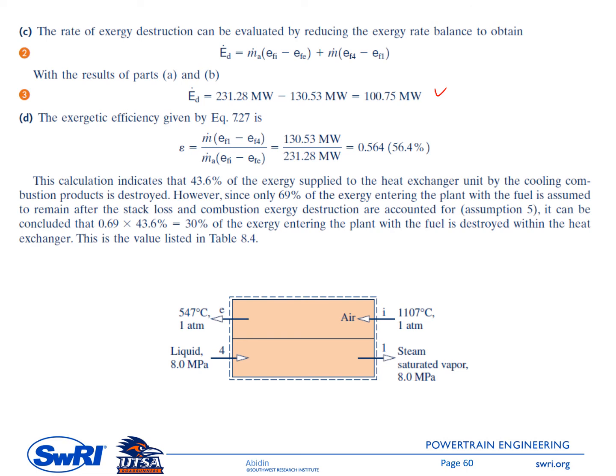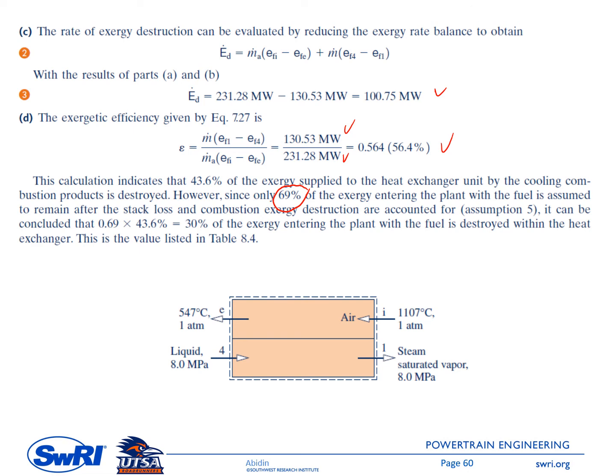So we have 100.75 megawatt exergy destruction. And then the exergy efficiency here is just the ratio between the exergy received by the water stream over the exergy provided by the gaseous stream. So the exergetic efficiency here is 56.4%.